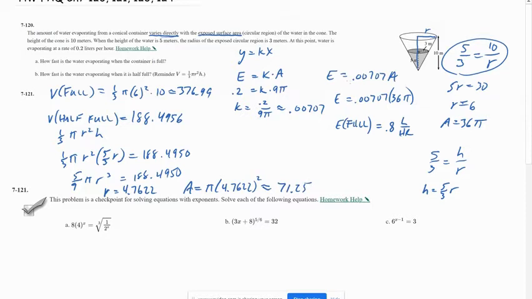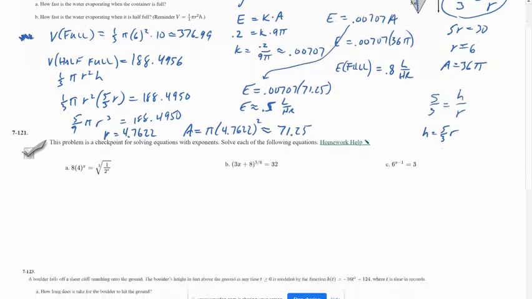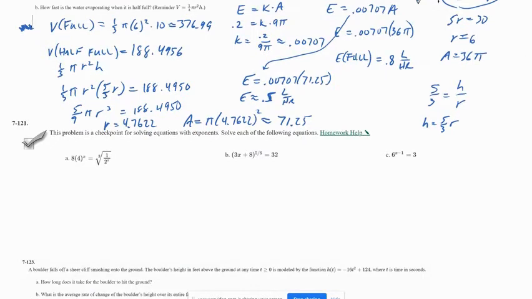And so then we can again use this equation and get E at that time is 0.00707 times 71.25, and that is about 0.5. So E is about 0.5. And the units again are liters per hour. Okay, so that completes problem 120. And then another frequently asked problem was 121.